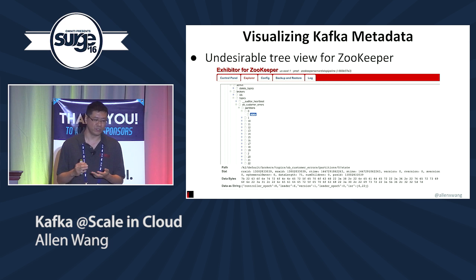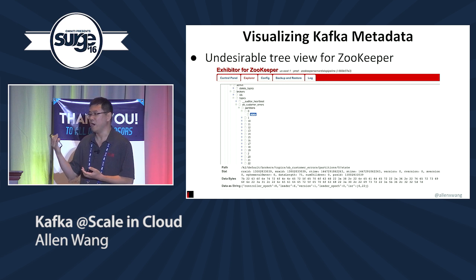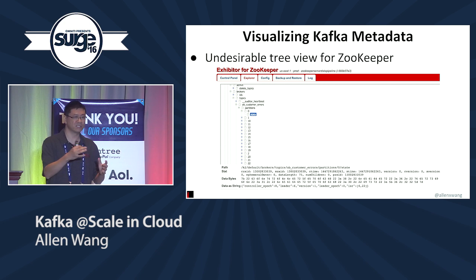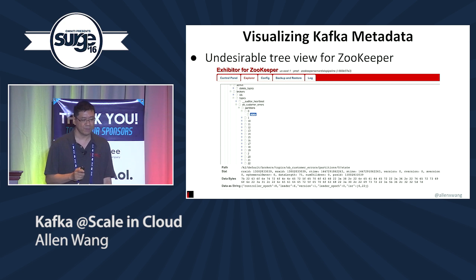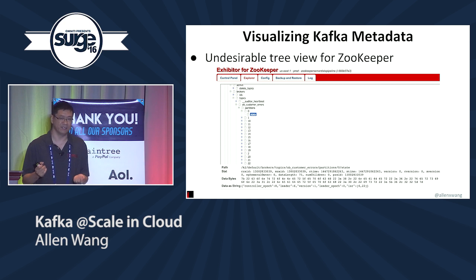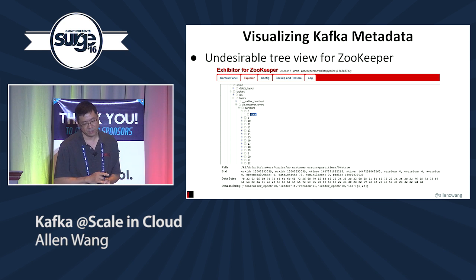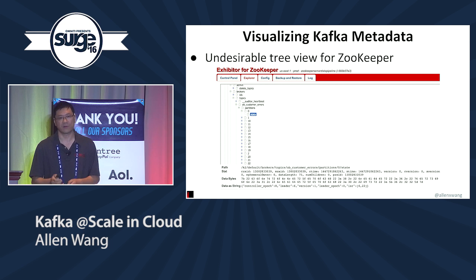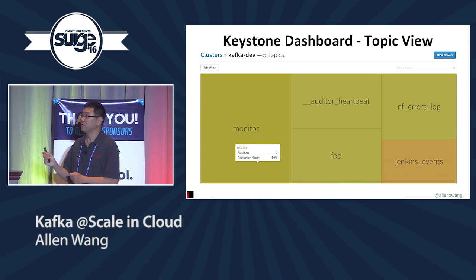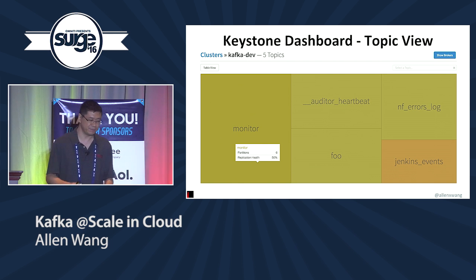Kafka metadata, which includes the topic metadata, partition assignment, and ISR states, is critical information to gain insight into the Kafka brokers. But unfortunately, the UI for Zookeeper, which is typically Exhibitor, does not provide a desirable view for the Kafka metadata. This tree view makes it difficult for us to find a piece of information, and it involves a lot of mouse clicks in order to do that. Also, it provides no way to correlate information. So we have created our own Keystone Dashboard, where we have a much better view than Exhibitor.